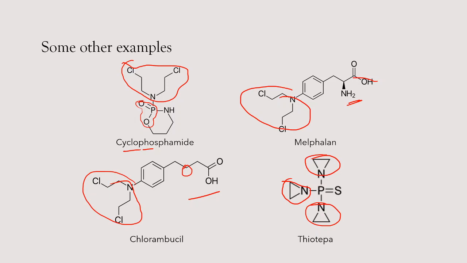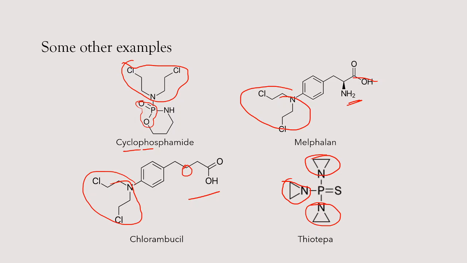Another type of drugs, actually two drugs which are very similar to each other, are melphalan and chlorambucil. In melphalan, you can see there is one NH2 group present. In chlorambucil, that NH2 group is absent. Apart from that, we have another type of drug, unlike these three other drugs.